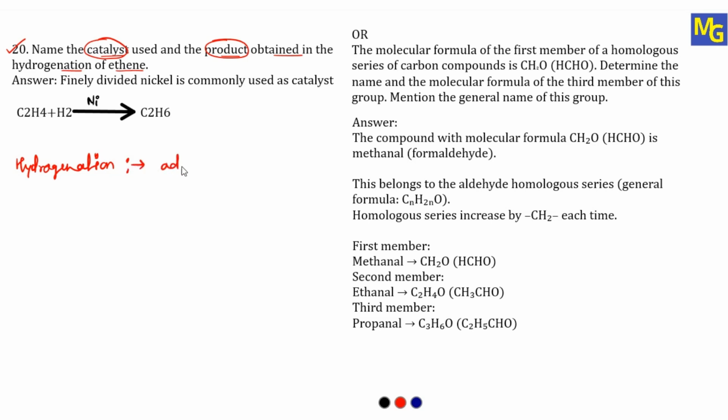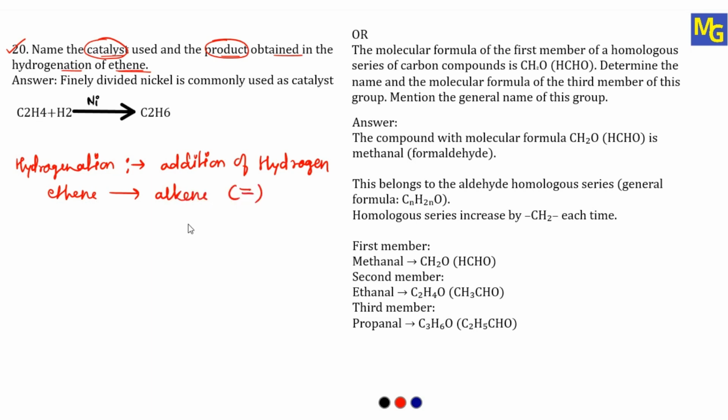See here, addition of hydrogen is called hydrogenation. So here we are going to add hydrogen to ethene. And what is ethene? Ethene is nothing but an example of alkene. Alkene means which has a double bond.